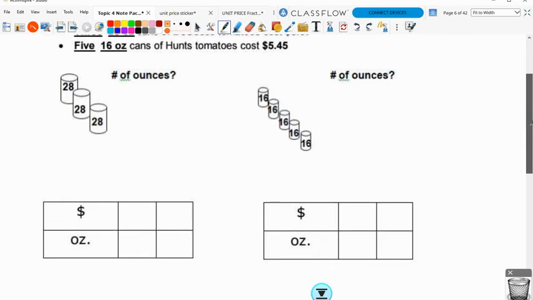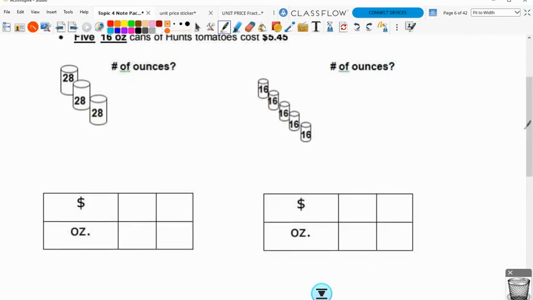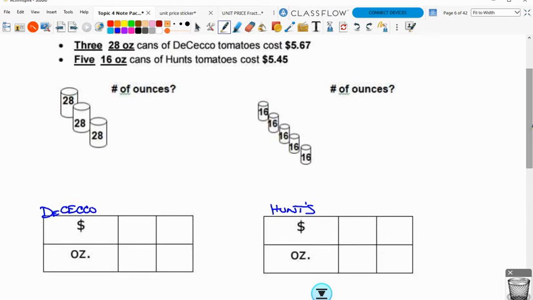So just like I did before, I'm going to have two ratio tables, and I'm going to label them. I'm going to call the first one DeCecco. So let's label that DeCecco. And the other one is going to be the Hunt's tomatoes. Okay, and we'll start with the DeCecco tomatoes. So they said that we're going to buy 3 28-ounce cans of DeCecco tomatoes. The total cost there is $5.67.